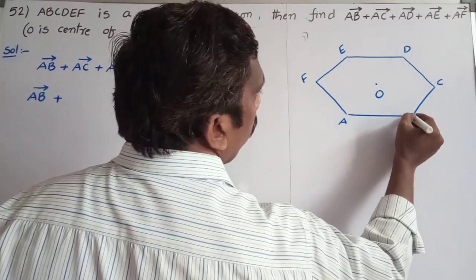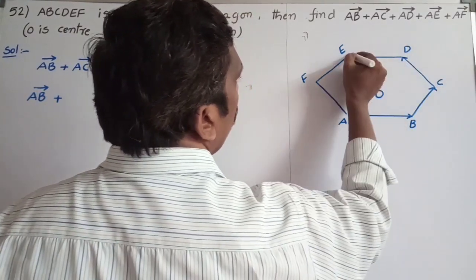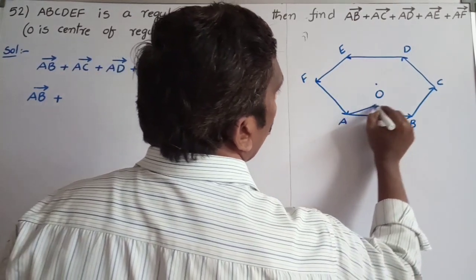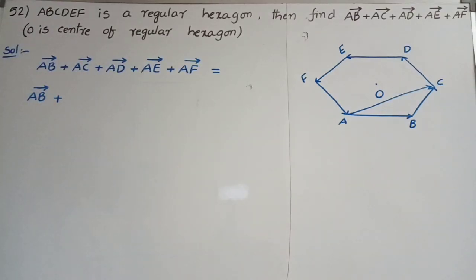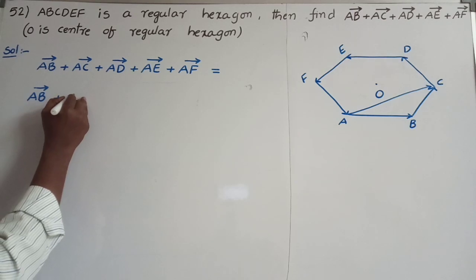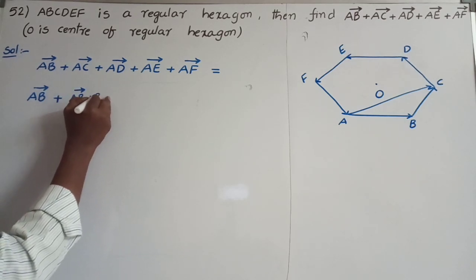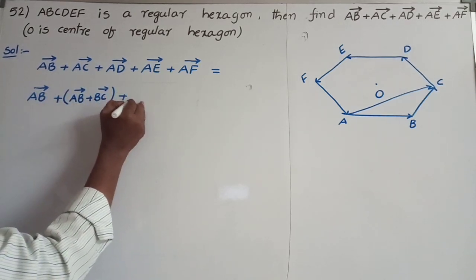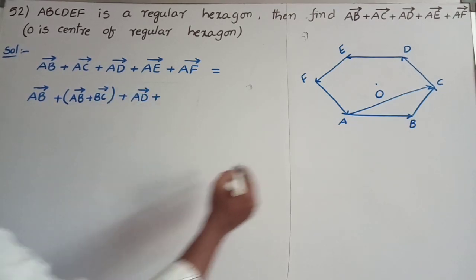You draw one line from A to C, with sides AB, BC, CD, DE, EF, FA. It forms a triangle. In the triangle, AC bar is equal to AB bar plus BC bar. Plus AD bar, write it as it is.